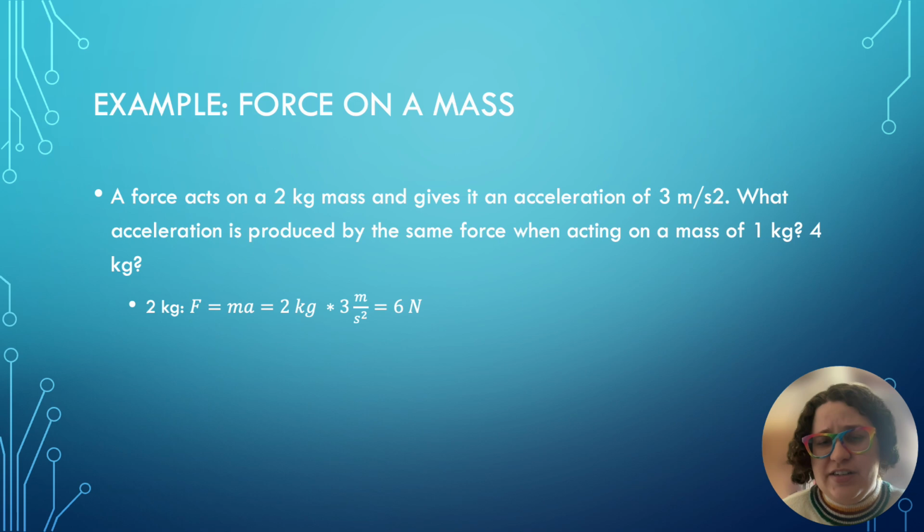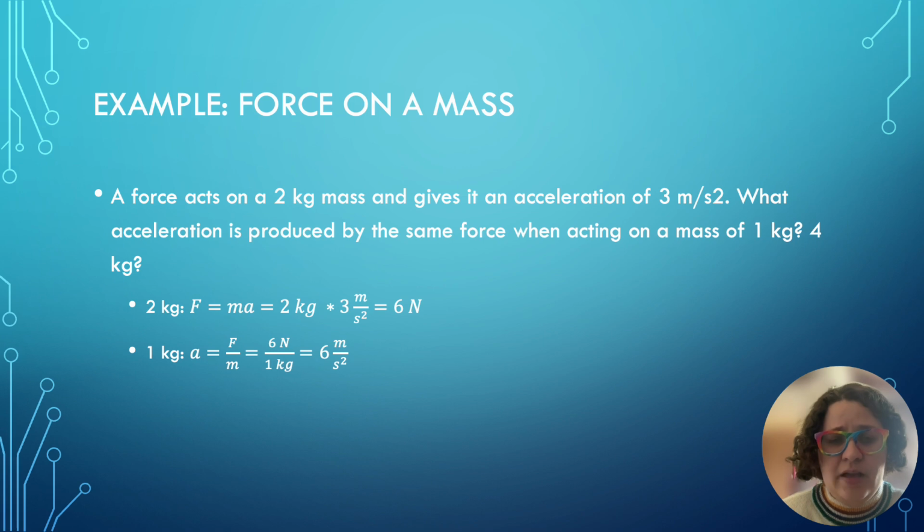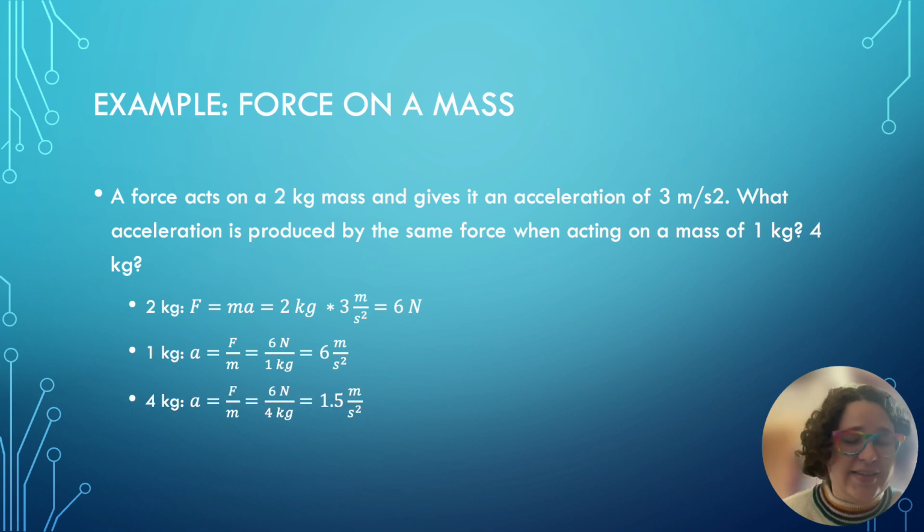Now we want to take that same 6 newtons and apply it to this mass of 1 kilogram. It's going to have a different acceleration, and we're going to find that by rearranging F equals ma. So we have a is equal to F over m, or 6 newtons divided by 1 kilogram. So we get an acceleration of 6 meters per second squared. Now for our 4 kilograms, we're using that same rearranged equation, where now we have 6 newtons over 4 kilograms, and we have 1.5 meters per second squared for this acceleration, which makes sense because when we have a larger mass, we will have a smaller acceleration if we have the same force.